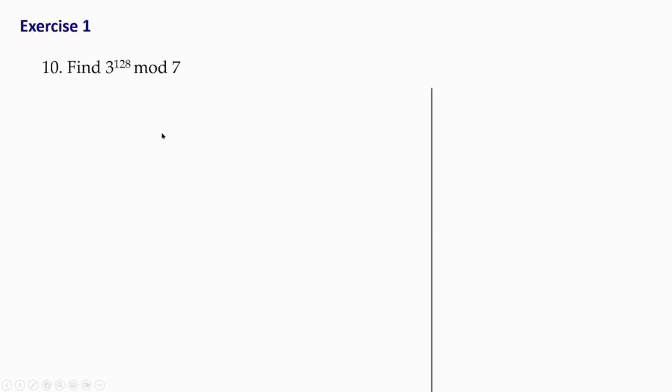Next question, find 3 raised to 128 mod 7. Here again we have to use the property of modulo arithmetic. So let us start by considering 9. 9 is 3 square. This 3 square is congruent to 2 mod 7. When we divide 9 by 7, we get the remainder as 2, or 9 minus 2 is 7, and 7 is divisible by 7.